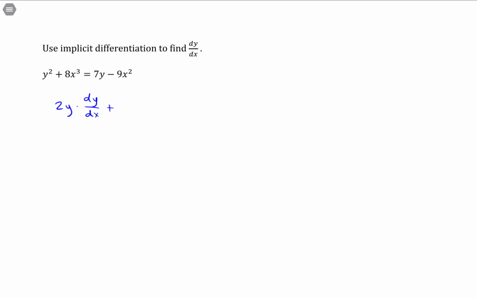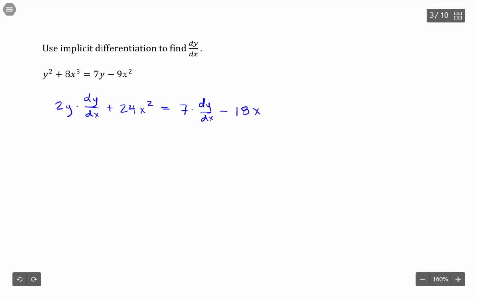8x cubed, its derivative is 24x squared, and we just differentiate that as we would normally. This isn't an outer function, so we don't have to worry about the chain rule. Now we come across 7y. This is an outer function, so 7 times y, its derivative is just 7, but then we multiply by the derivative of the inside part, so we insert this dy/dx term. And then we have negative 9x squared, differentiate that normally to 18x.